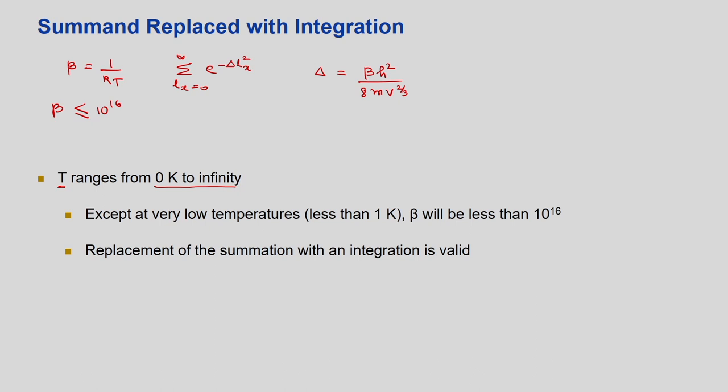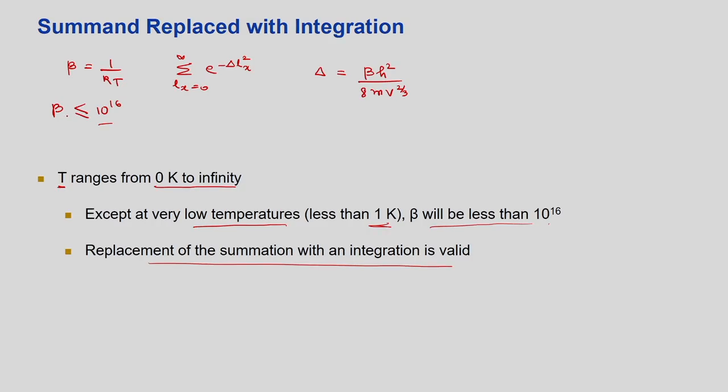So, the only catch is if the temperature goes close to 0, that beta may be higher than 10 to the power of 16. Except at low temperatures, less than 1 Kelvin, where beta takes a very enormous value. If the temperature is not less than 1 Kelvin, then beta will always be less than 10 to the power of 16. So, it means our replacement of the summation with an integration is valid, because as I told you, these other things are of the order of 10 to the power of minus 27.